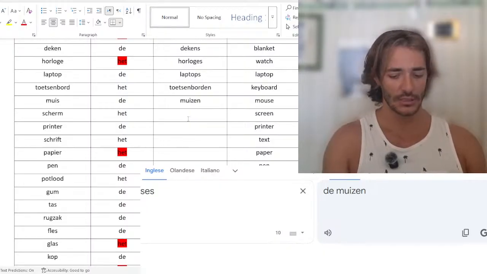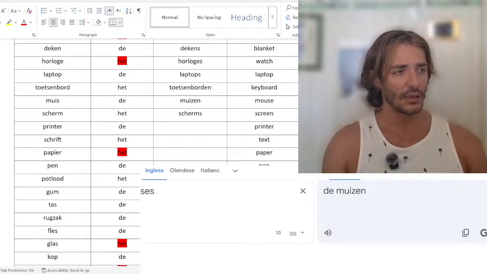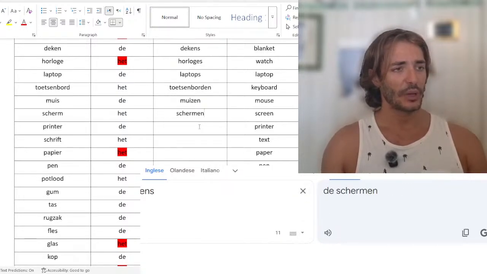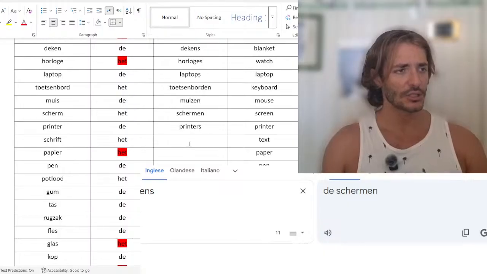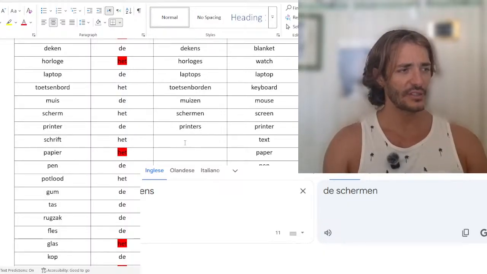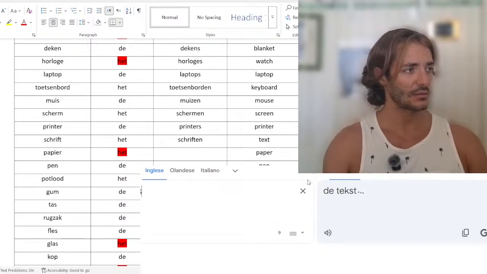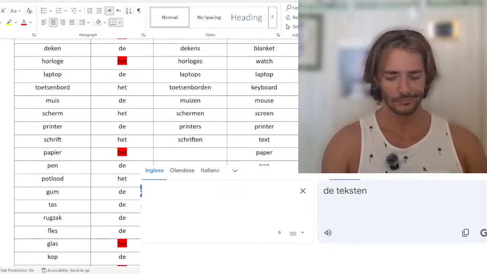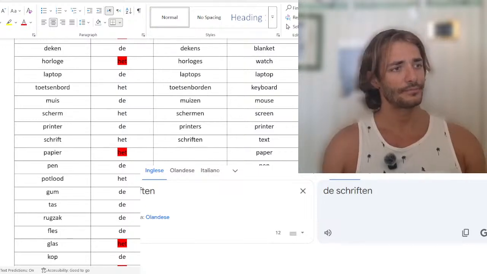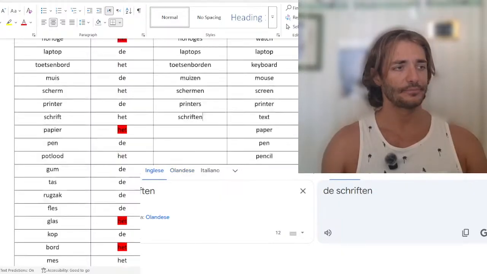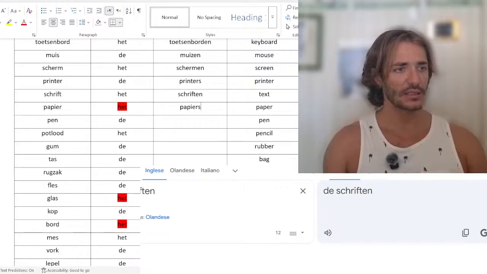Het scherm, de schermen, no wait, ERM, yeah, ermen, the screens, yeah, good. The printer, the printers, this is English. Het schrift, de schriften, so the texts. The scriptures, yeah. Okay. Het papier, de papiers, because it's ER.